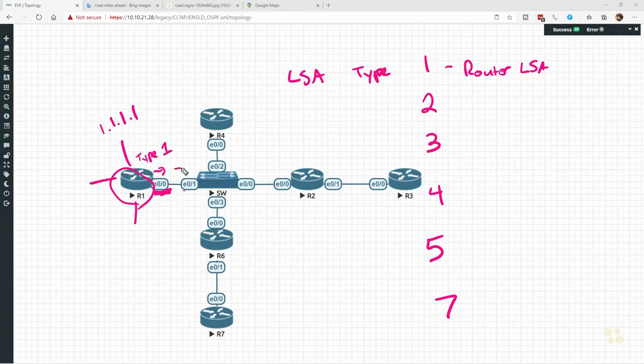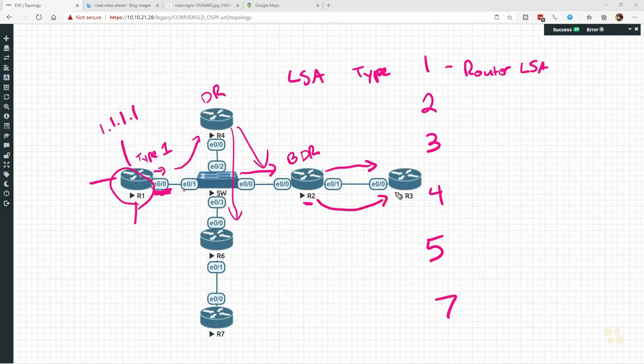It will send that LSA, in this case, to the designated router because this is on that particular segment, or the backup designated router. And as we know, the designated router will send it down to every device within this particular segment. If we fast forward a little bit and look at R2, R2 will also send R1's LSA to R3 completely unchanged.